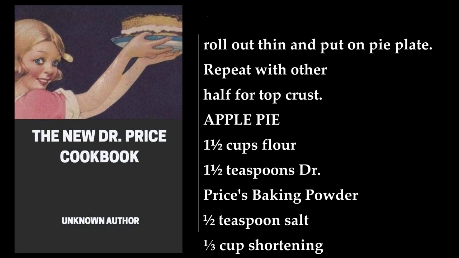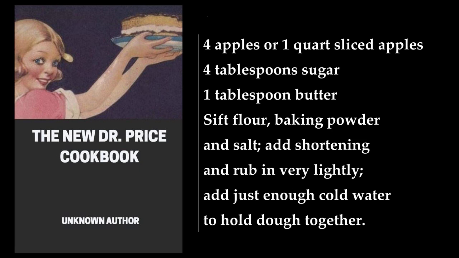Apple pie. 1 1/2 cups flour, 1 1/2 teaspoons Dr. Price's baking powder, 1/2 teaspoon salt, 1/3 cup shortening, cold water, 4 apples or 1 quart sliced apples, 4 tablespoons sugar, 1 tablespoon butter. Sift flour, baking powder and salt, add shortening and rub in very lightly. Add just enough cold water to hold dough together.